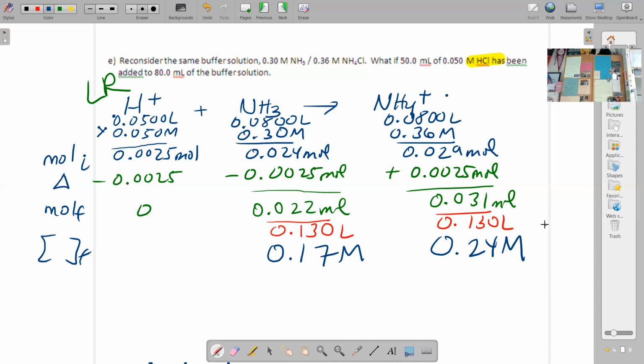Okay, once you get your new molarities, that is the result of the stress. The stress was adding that strong acid. So we did all the stoichiometry for every single moving part. We have these new molarities because of the stress. How do we reestablish equilibrium? You can ICE table it or Henderson-Hasselbalch it.